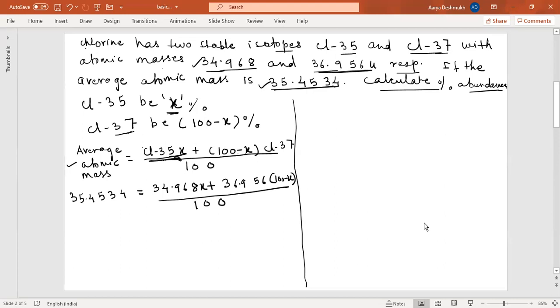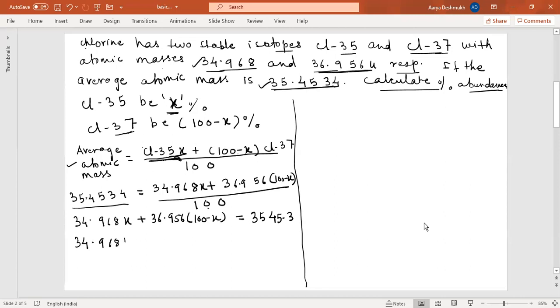So this would be cross multiply. So I'll write on the left hand side 34.968 into X plus 36.956 into 100 minus X equals to, now this figure multiplied with this 100, cross multiply. So you will get here 3545.3, means this 35.45 multiplied by 100. So I directly written here 3545.3. Okay. Now further you can solve.